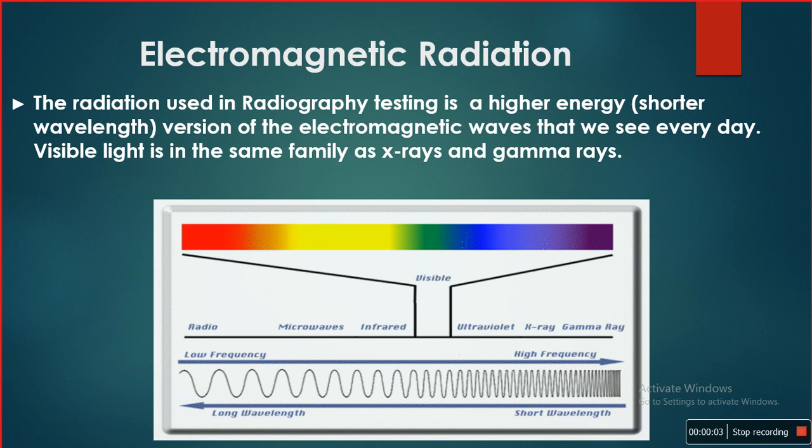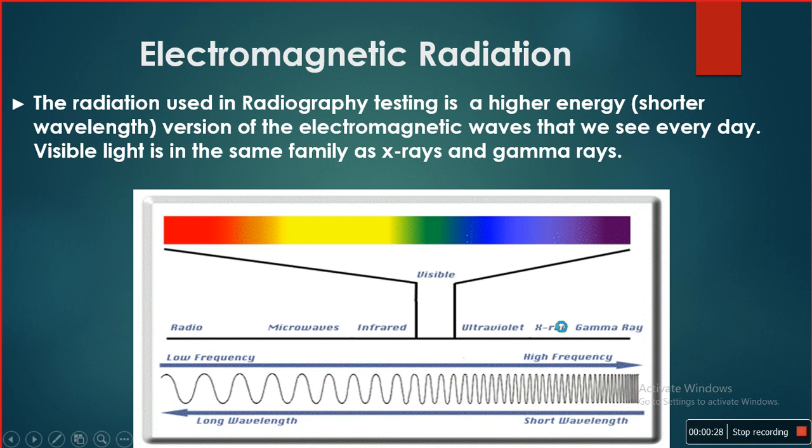So the radiation used in radiography is nothing but electromagnetic waves with higher energy and shorter wavelength, that is, higher frequency and shorter wavelength. It can penetrate the object and we get its response on X-ray film. This diagram shows the various types of waves. In that, X-ray and gamma rays have higher frequency and shorter wavelength.